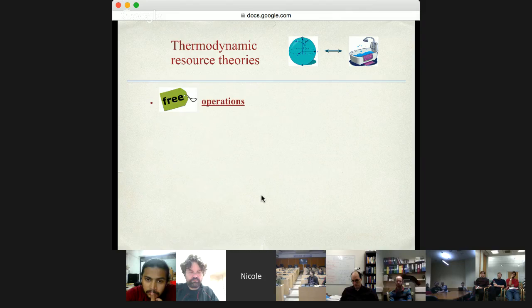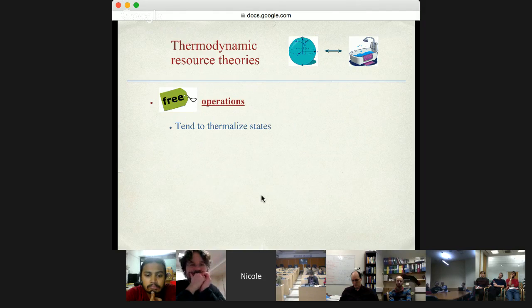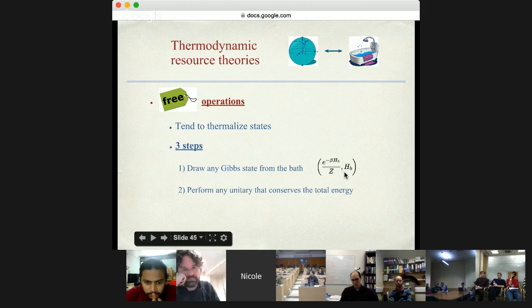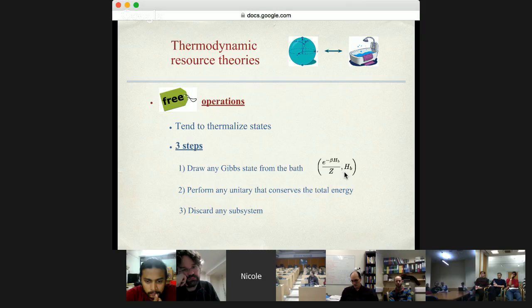The free operations define the resource theories. The free operations in thermodynamic resource theories are often called thermal operations. They tend to thermalize states, surprisingly. They tend to bring states a little farther down toward those temperature T Gibbs states. Each free operation consists of 3 steps. The agent can draw from that bath any Gibbs state relative to that special inverse temperature beta and relative to any Hamiltonian. The agent can perform some unitary on the composite system that conserves its total energy. The agent can throw away some subsystem.